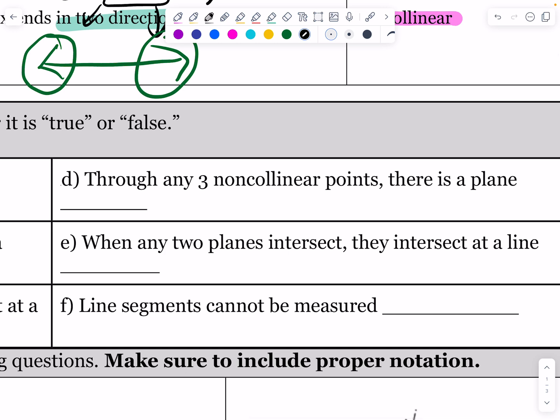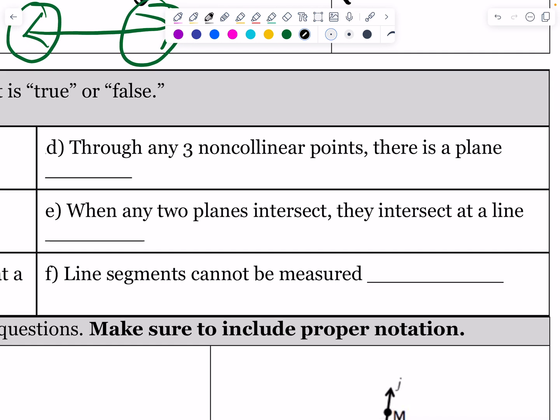All right, through any 3 non-collinear points, there's a plane. So if in doubt, draw it out. Non-collinear means they're not in a line. If I connect those 3 not in a line, is a plane formed? It's a plane, a flat surface that extends in all directions. Is that formed? And it is. So that is actually going to be true. If you have 3 points not in a straight line, it creates a triangle, and we know that that is a surface that extends forever in all directions.